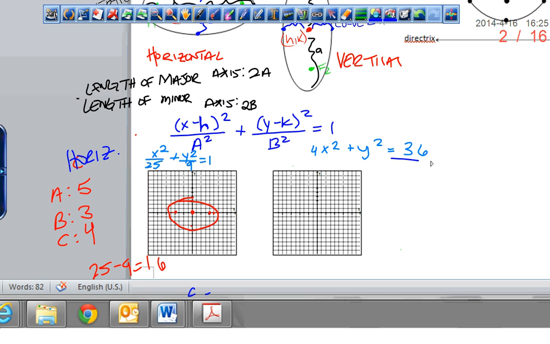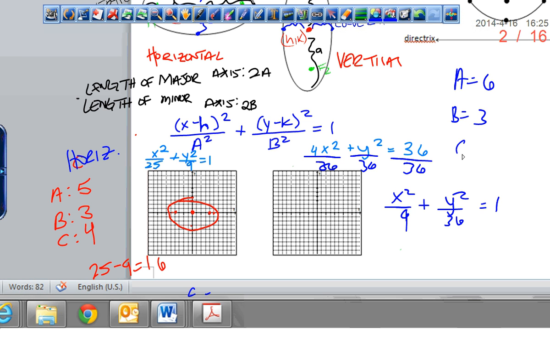Second one, I need 1 here. It always equals 1. So I'm going to divide by 36. Divide by 36. Divide by 36. So I get x squared over 9 plus y squared over 36 equals 1. So now this is vertical because the bigger number is underneath y squared. That means my a is 6. My b is 3, and my c I got to find. So I'm going to do 36 minus 9. I get 27. I need to find the square root of 27. Square root of 27 is like 5.2, I think, something like that.